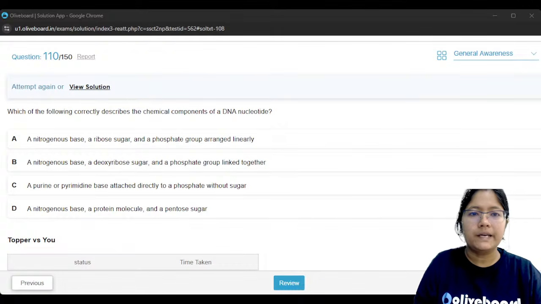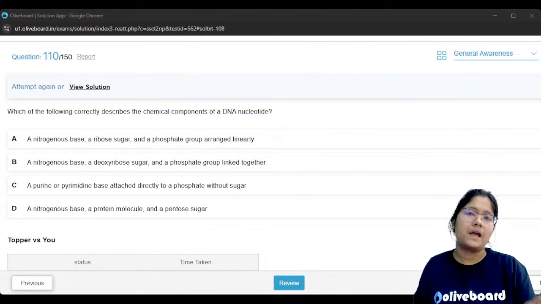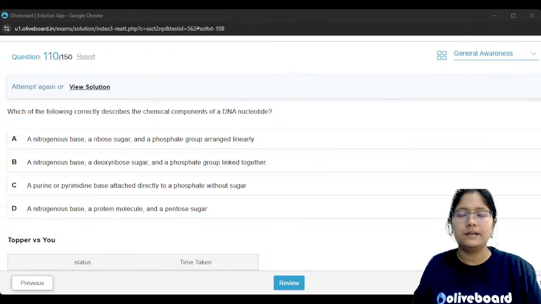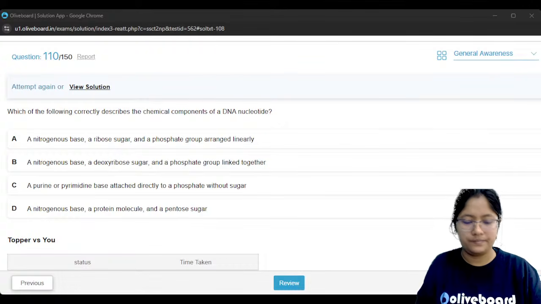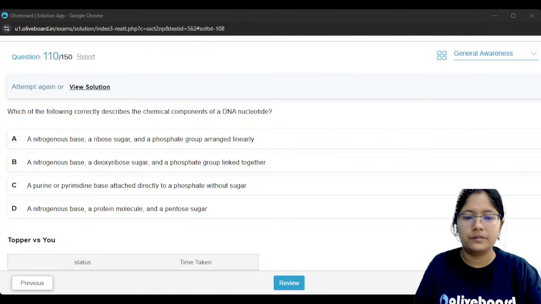Which of the following correctly describes the chemical components of a DNA molecule? So what does a DNA molecule consist of? When we are saying DNA, that means it will consist of deoxyribose nucleic acid. Yes, if you would have said RNA, it would be ribose nucleic acid. Now, what else does it have? It is nothing but sugar, right? So let me just write down sugar for that.